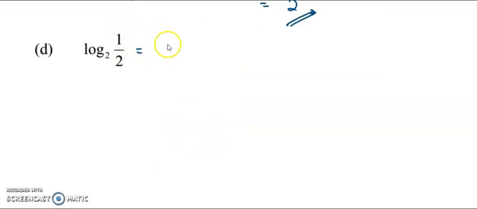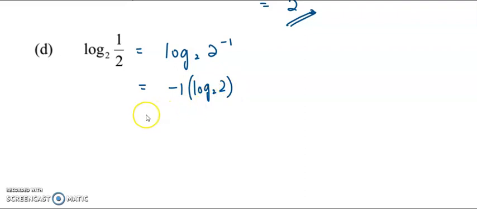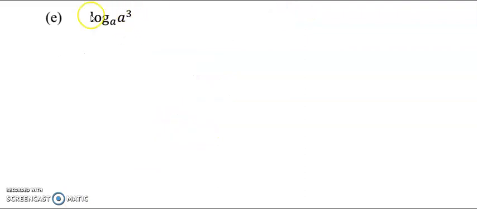Example D, I need to convert the 1 over 2 into 2 power of negative 1, and move the negative 1 to the front. Again, you have log 2 base 2. This is equivalent to 1, and now your answer is negative 1. Okay, this is a simple question. The index form is already nicely in a power of 3. So just move the 3 to the front, then you have log a to the base of a, where log a to the base of a equals 1. So again, you have your answer as 3.